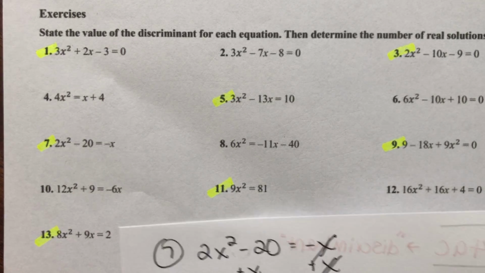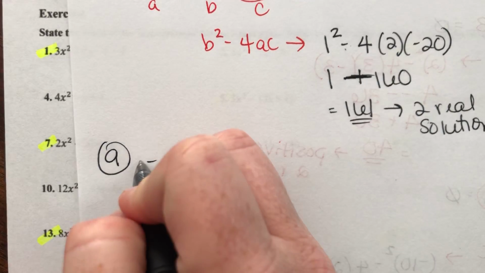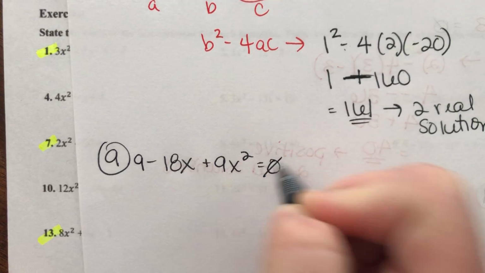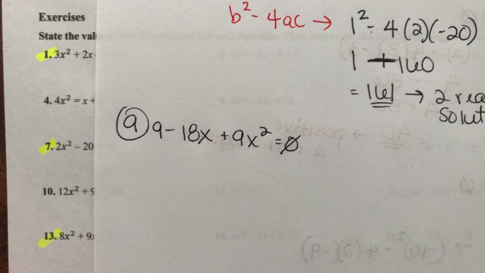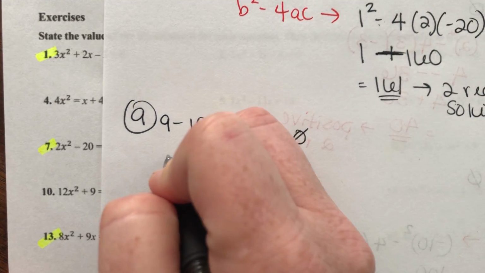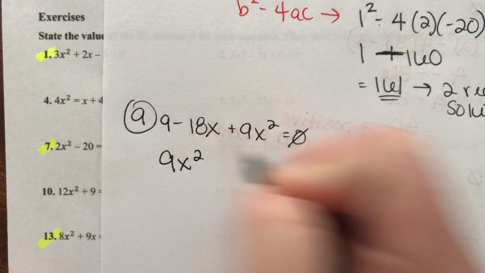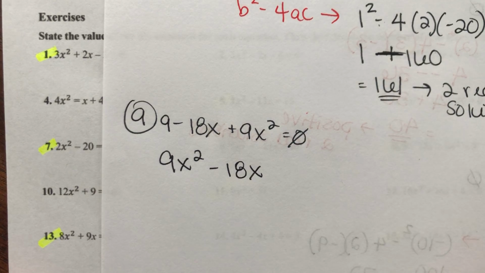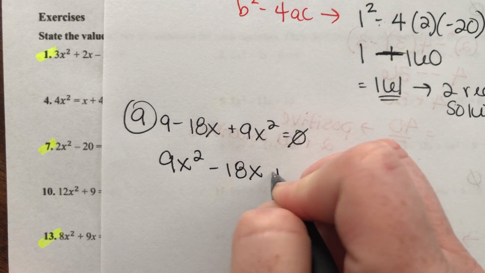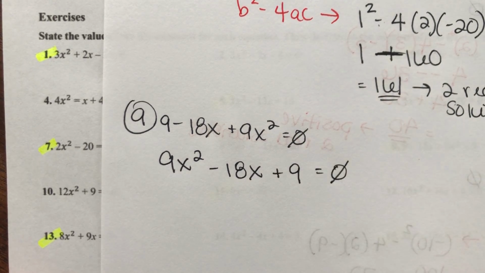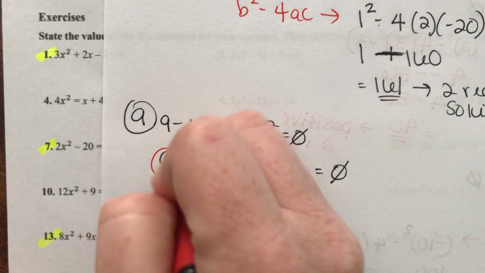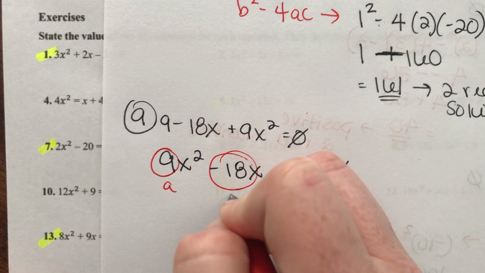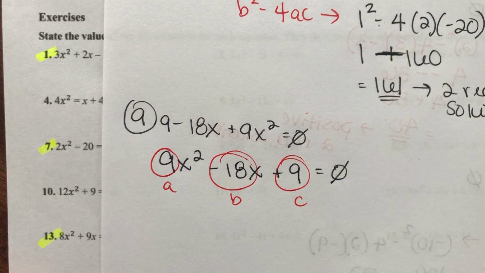Equals 0. Oh, wait. 9 minus 18x. Okay, sorry. Equals 0. All right, so I need to rearrange this to identify a, b, and c. So I'm going to put it in standard form, biggest exponent first. Next and last I have a positive 9, and that's equal to 0. So this is a, this is b, and this is c.